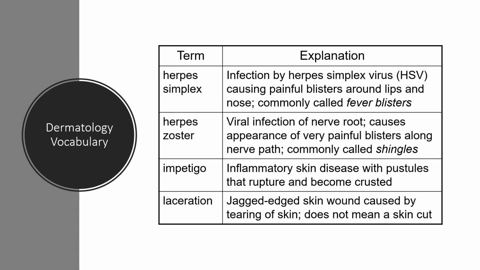Impetigo is an inflammatory skin disease with pustules that rupture and become crusted. And then a laceration is a jagged edged skin wound caused by the tearing of the skin. But it's not something that actually means that the skin was cut.